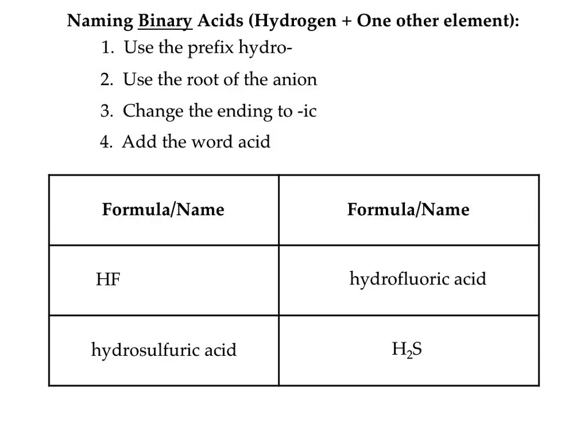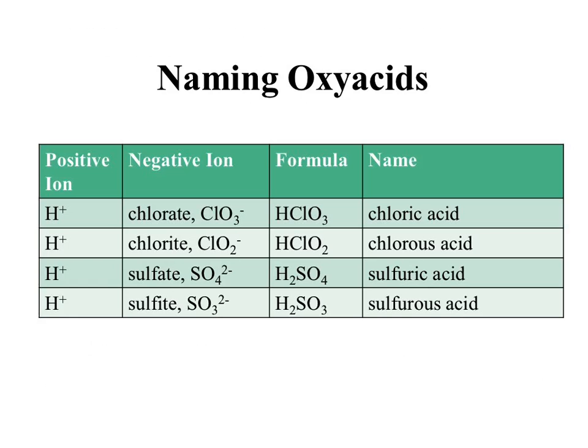Since this is ionic and molecular, depending on if it's in water, you can use the charges to figure out the formula, just like we were doing with ions. So these are binary acids. Hydrogen and another element. There's two things there. The other kind of acid is called oxyacid.